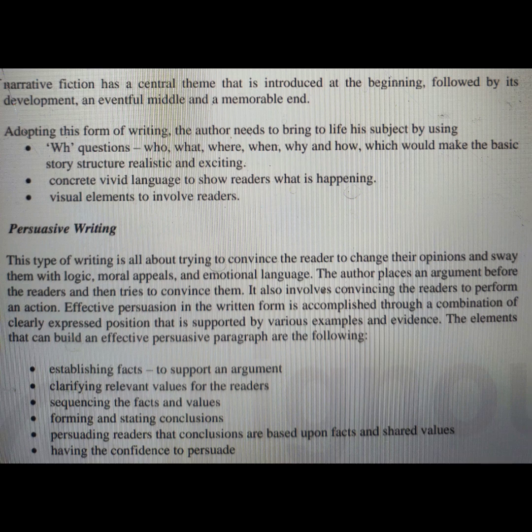Effective persuasion in the written form is accomplished through a combination of a clearly expressed position that is supported by various examples and evidence. The elements that can build an effective persuasive paragraph are the following: establishing facts to support an argument, clarifying relevant values for the readers, sequencing the facts and values, forming and stating conclusions, persuading readers that conclusions are based upon facts and shared values, and having the confidence to persuade.